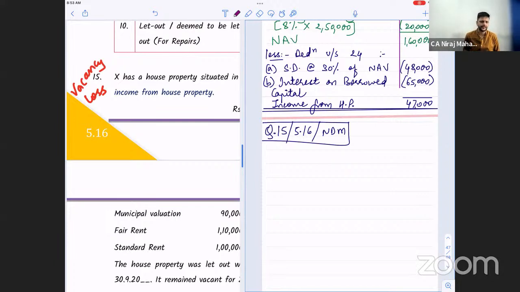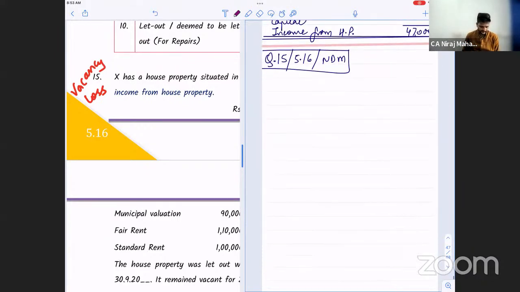Now expected rent cannot be negative. Actual rent cannot be negative. Then NAV, then 24 is just a percentage. So only because of interest on borrowed capital, if that figure is more than the earlier figures, then NAV, rather, it will be negative.